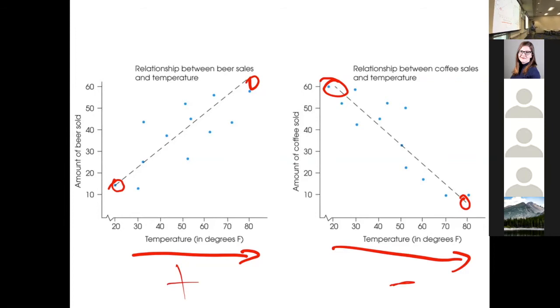Questions about the differentiation between positive and negative, or anything we've covered so far? Are we going to go over causal relationships?